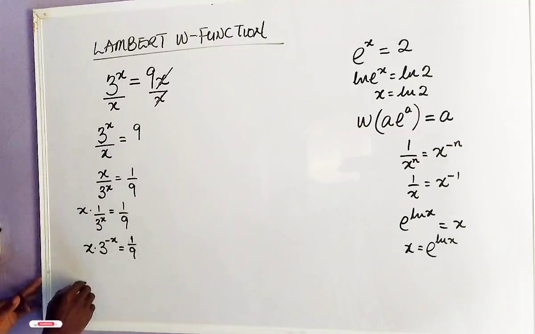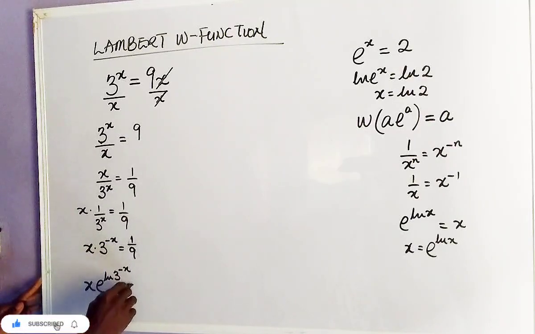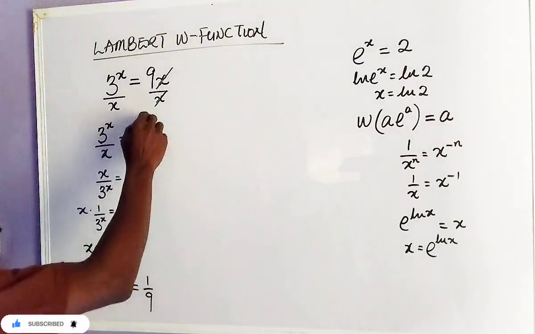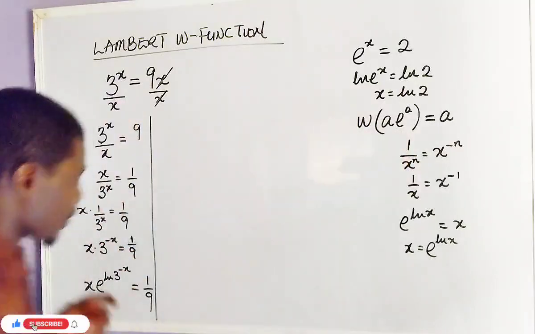We have x, then e, ln, okay, then 3 raised to the power of minus x, all equals what? 1 over 9, right? Alright, so now that we have this, you can see it's becoming like this, okay?